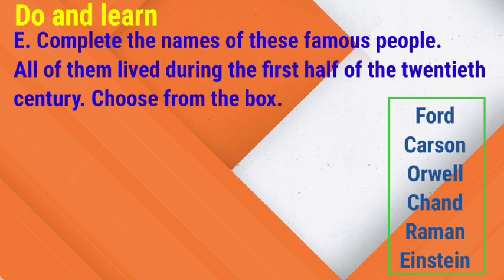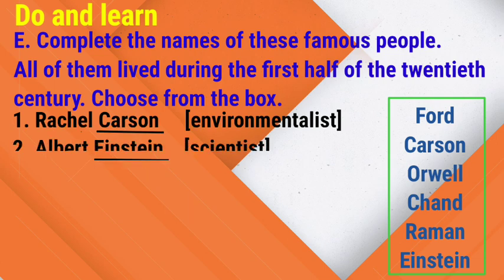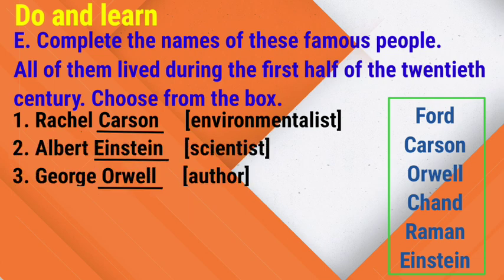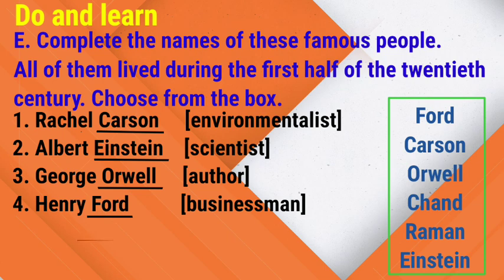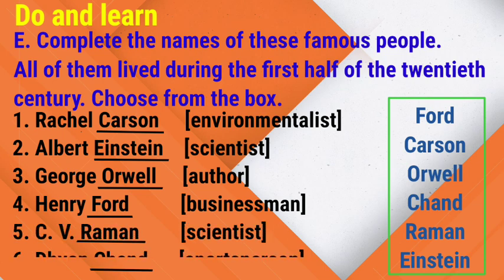Do and learn. E. Complete the names of these famous people. All of them lived during the first half of the 20th century. Choose from the box. 1. Rachel Carson, environmentalist. 2. Albert Einstein, scientist. 3. George Orwell, author. 4. Henry Ford, businessman. 5. C.V. Raman, scientist. 6. Dhyan Chand, sportsperson.